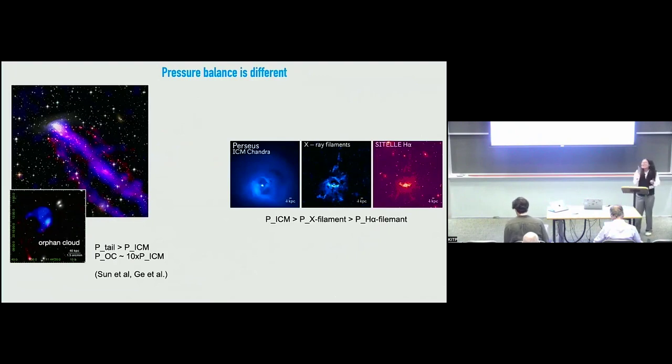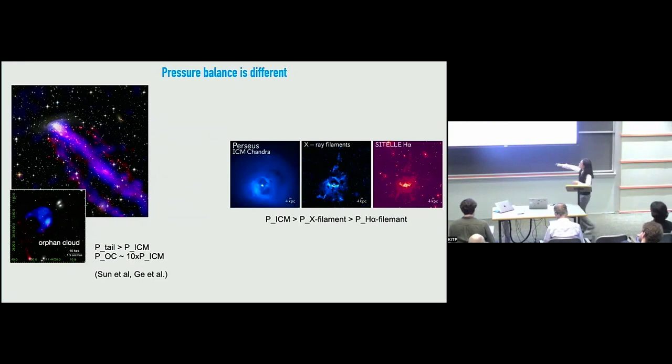Another really key difference I found super interesting is that for jellyfish galaxies, the pressure of the tail is usually bigger than the surrounding intra-cluster medium. A very extreme example is this very interesting orphan cloud, and we believe it is the end result of stripping of jellyfish galaxies. You can see that its pressure is even 10 times the surrounding. Some non-thermal pressure needs to be in the intra-cluster medium to keep it there and to protect it.